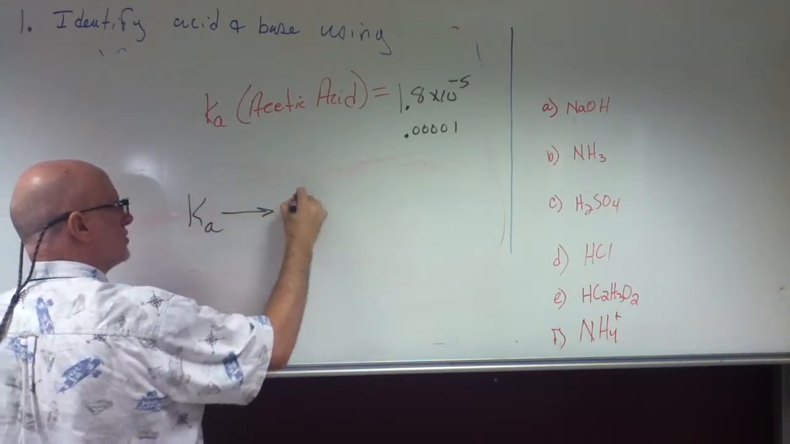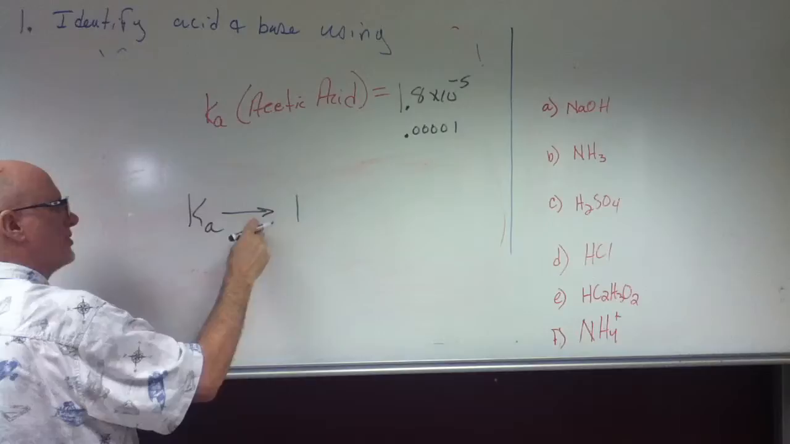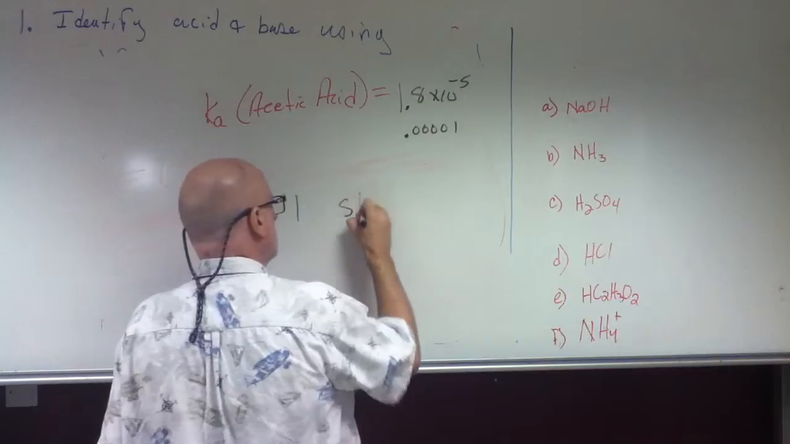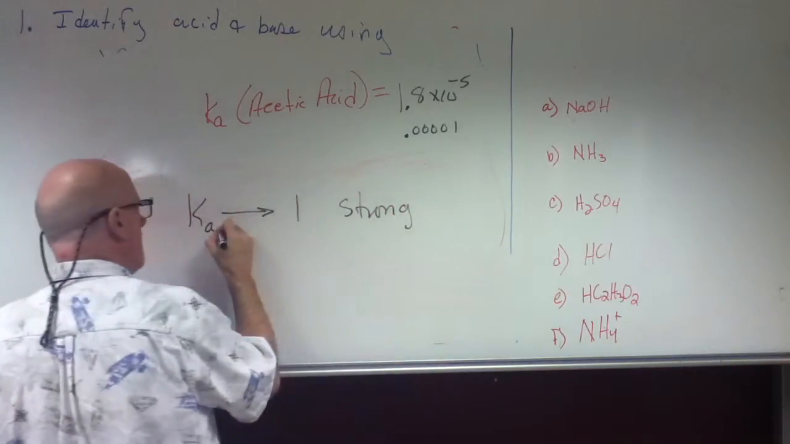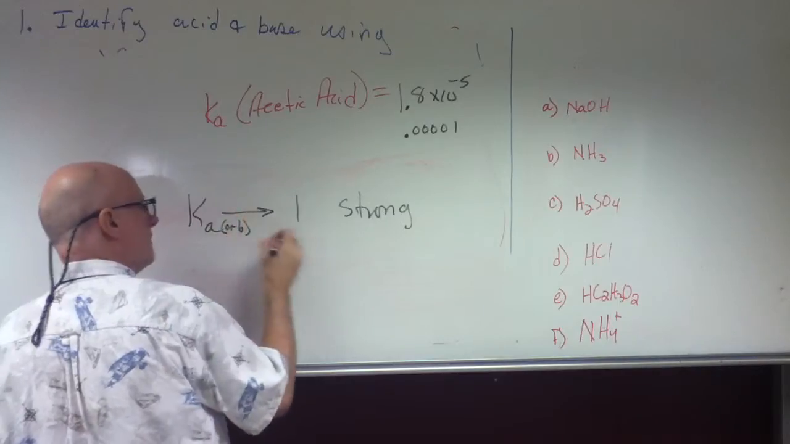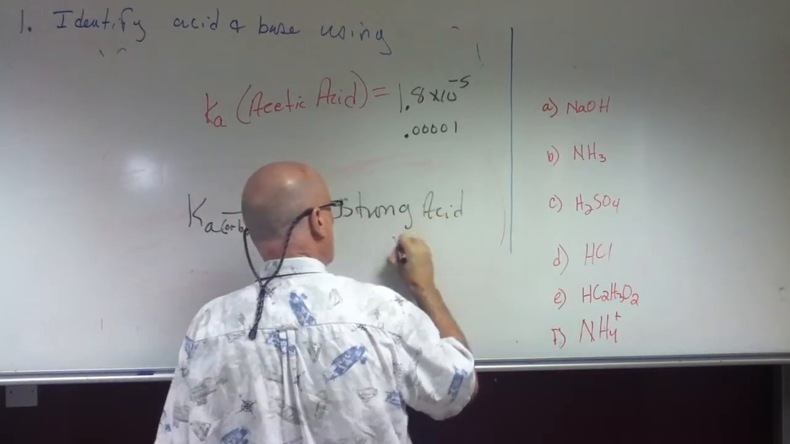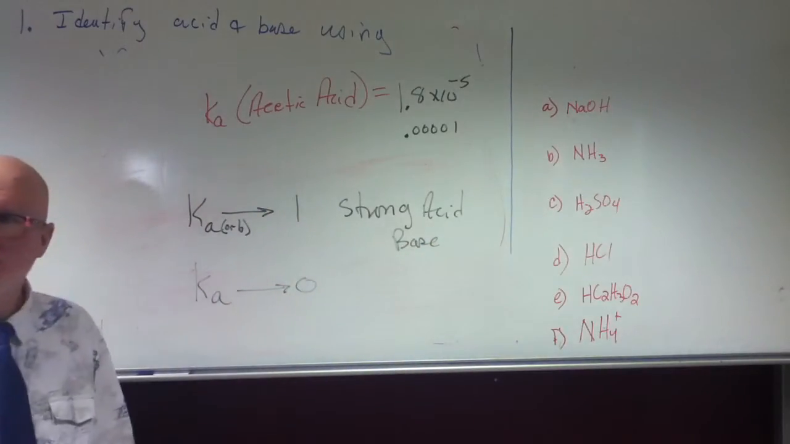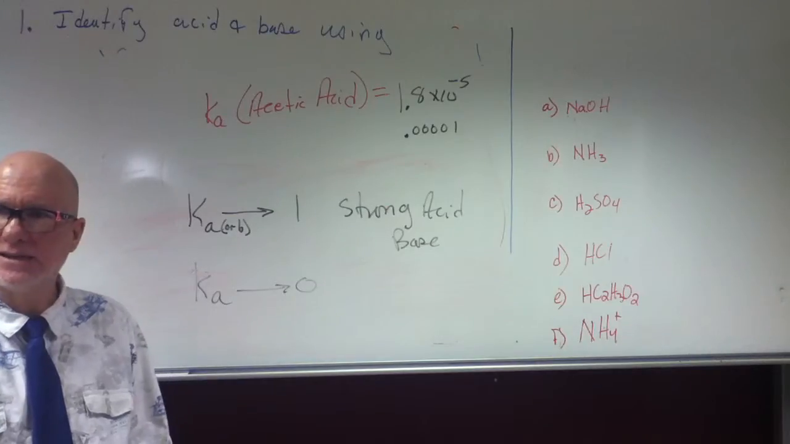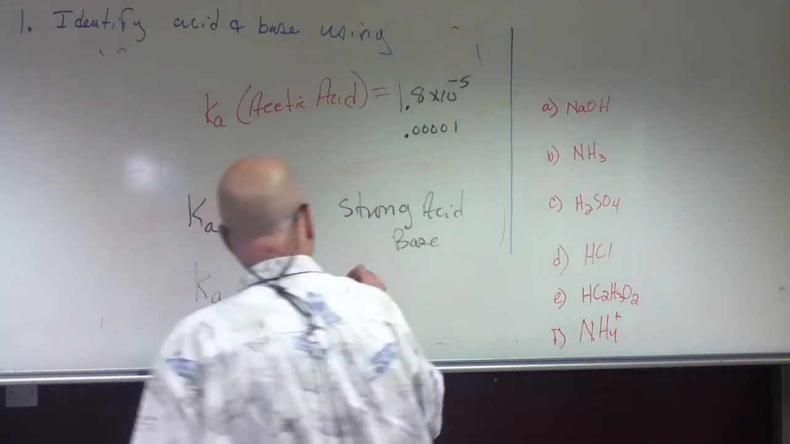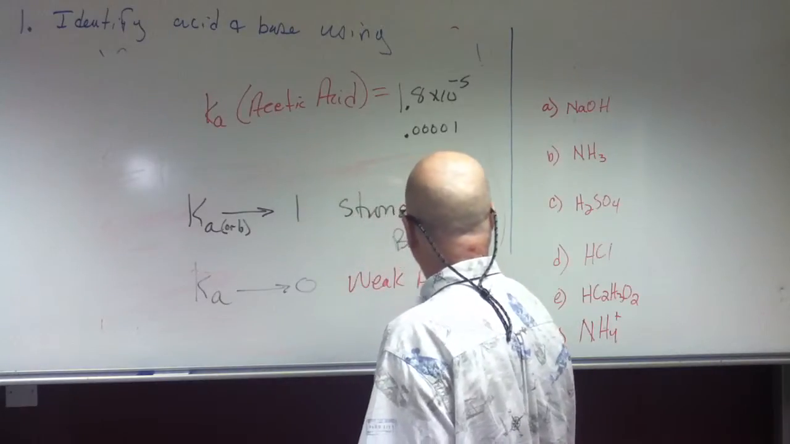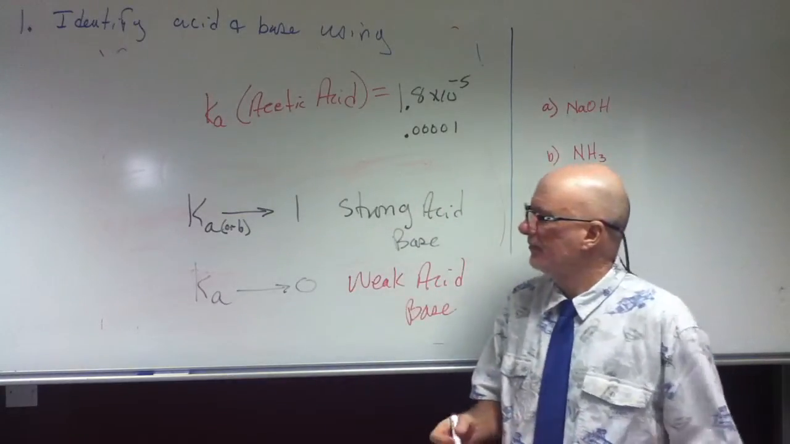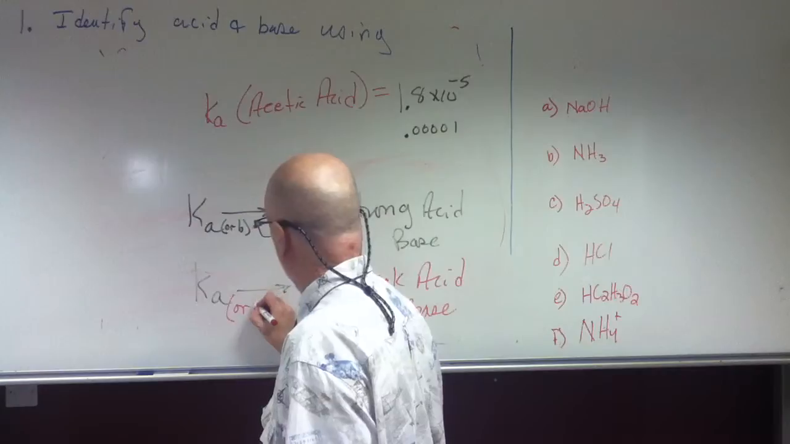So, Ka approaches 1. Strong acid or strong base? Strong acid, strong base. Ka approaches 0: weak acid, weak base. You get that? So it's approaching 0. It's a weak acid. Yeah, it's weak.